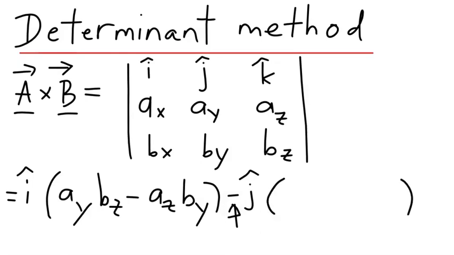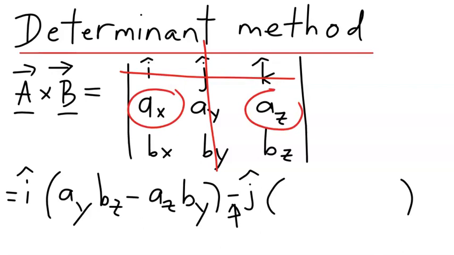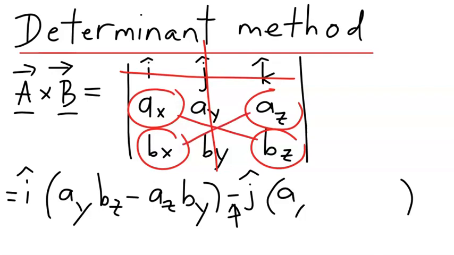And you cross out j hat in 2 mutually perpendicular directions. That would leave you with ax, az, bx, and bz. And now you proceed as if you're calculating a 2 by 2 determinant. That is ax times bz minus bx times az. So ax bz minus az bx.